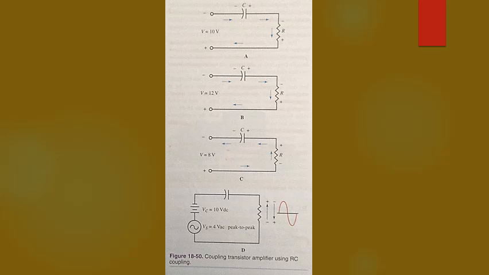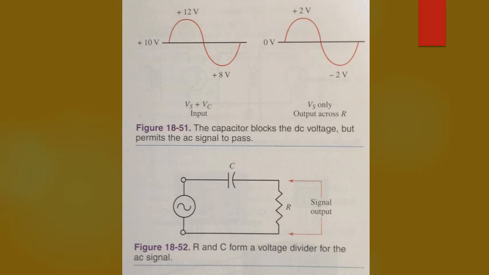In part D of figure 18-50, both DC and AC voltages are connected to the RC circuit. The AC signal causes the total voltage to vary between 8 and 12 volts. Therefore, C charges and discharges at the AC generator frequency. The voltage across R rises and falls at the same frequency as the generator voltage.